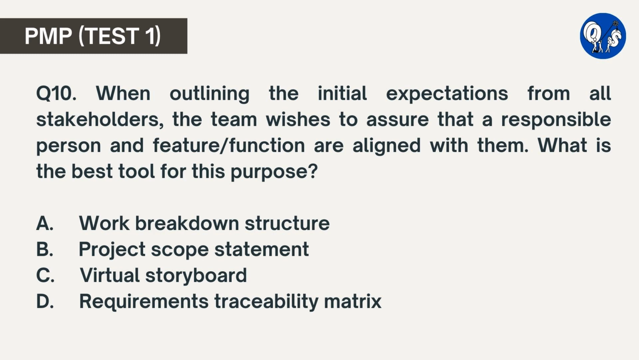Question number 10. When outlining the initial expectations from all stakeholders, the team wishes to assure that a responsible person and feature functions are aligned with them. What is the best tool for this purpose? A. Work breakdown structure. B. Project scope statement. C. Virtual storyboard. D. Requirements traceability matrix. The correct answer is D. Requirements traceability matrix. Of the options provided, only the requirements traceability matrix gives the participants a view of the requirements, features, responsible parties, as well as other information.